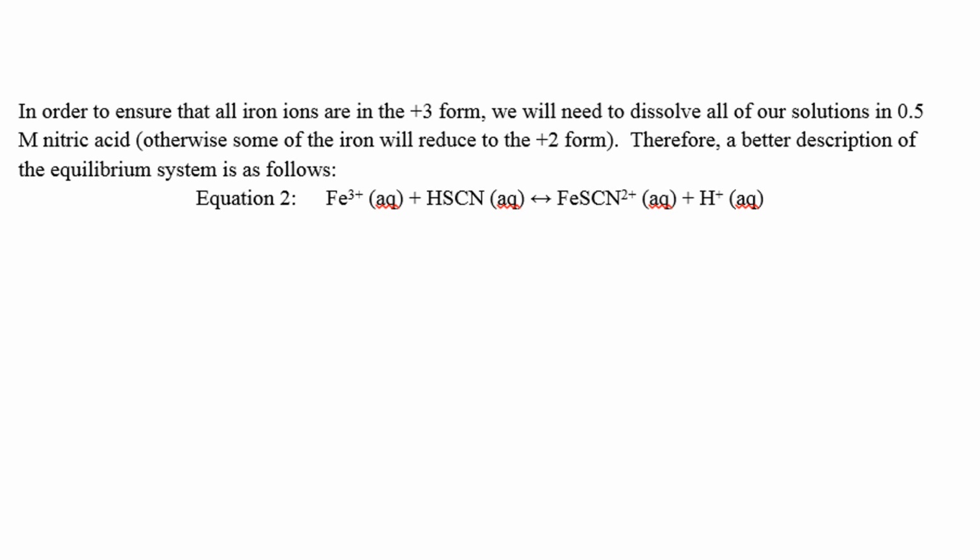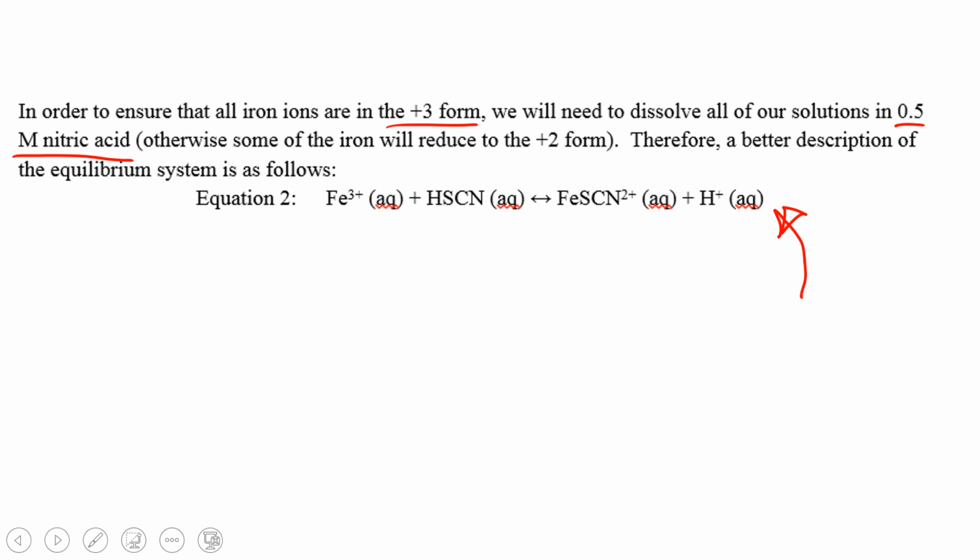So this right here, I've highlighted equation number 2 from your lab handout. This is the thing that we're trying to find the K value of. Notice how there are hydrogen ions involved here. We dissolved all our solutions in 0.5 molar nitric acid, and that was to make sure that iron was the right oxidation number. So there's some other stuff happening there, which made the reaction a little bit more complicated. There's some hydrogen involved in it. Make sure you're looking back at this reaction when you're doing your ICE charts and calculating K.